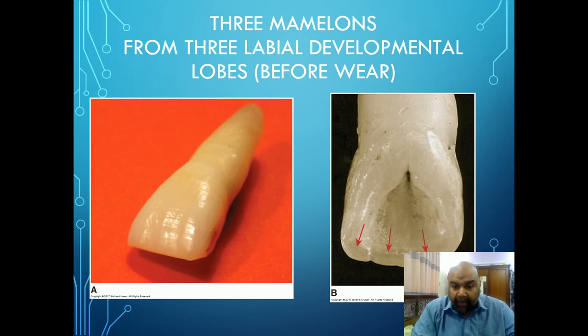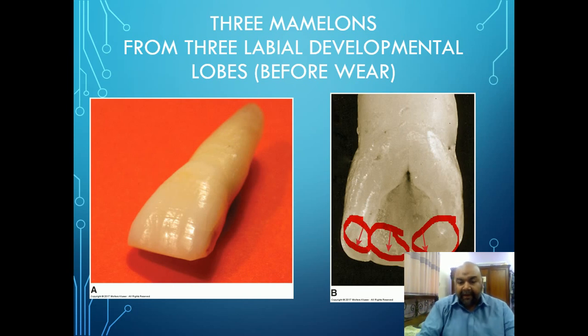This lobe, or this part, is known as the mesiofacial lobe, and for the mesiofacial lobe, this mamelon, or this part of the tooth, is visible. And then we have the midfacial lobe, and lastly the distofacial lobe. So we have 3 lobes or centers of calcification: the mesiofacial, the midfacial, and the distofacial lobe. And there is another lobe on the lingual side, and that usually corresponds to the cingulum.